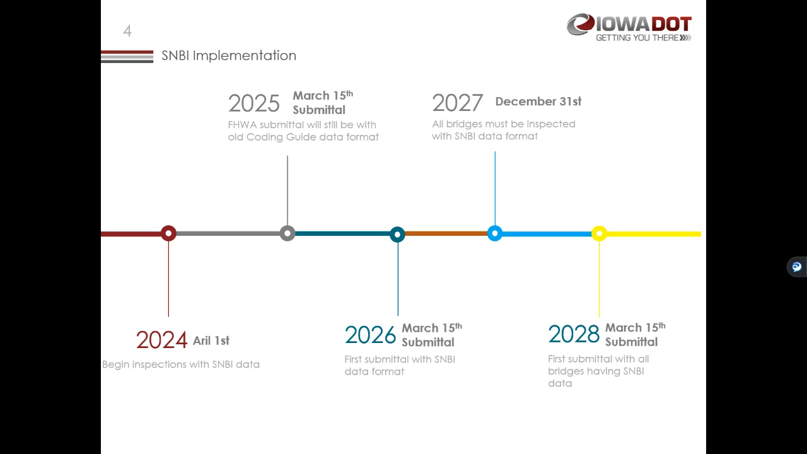Federal Highway recognizes that all of our bridges will not be inspected with SNBI yet. So the data will just be partial for a lot of bridges, probably half of our bridges or more in 26. So that's fine. But by December 31st of 2027, every bridge has to be inspected with SNBI data. That's the drop dead date for getting every bridge inspected. So then in the 2028 submittal, every bridge should have full SNBI data included in it.